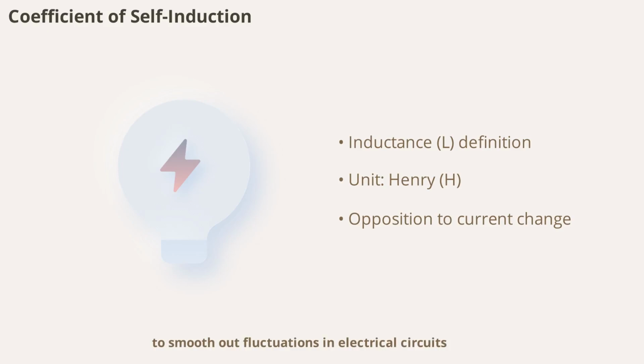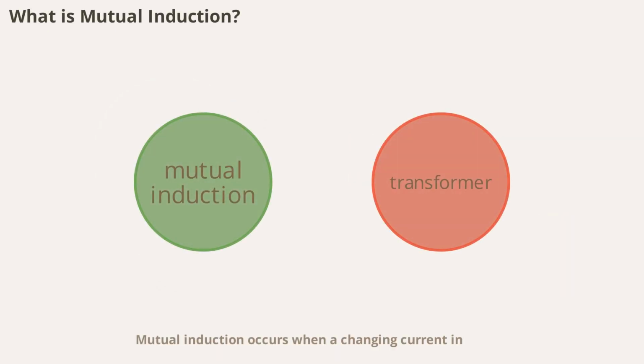Mutual induction occurs when a changing current in one coil induces an EMF in a nearby coil. This principle is the basis for transformers and many types of sensors. When the current in the primary coil changes, it alters the magnetic field, which then induces an EMF in the secondary coil. The efficiency of this process depends on the coils' orientation, distance, and the core material between them.